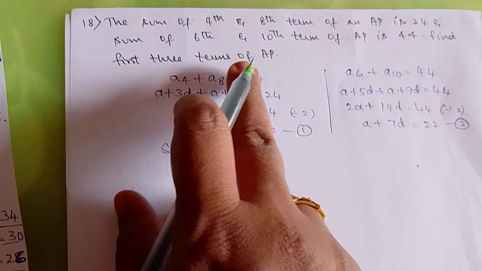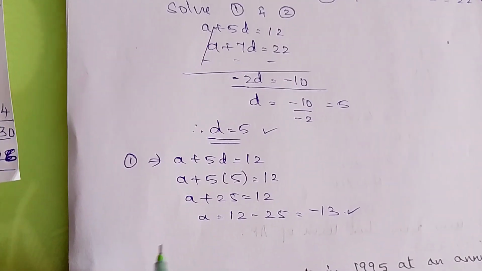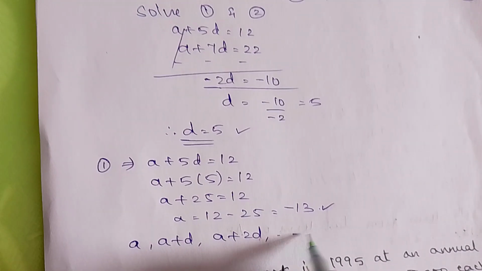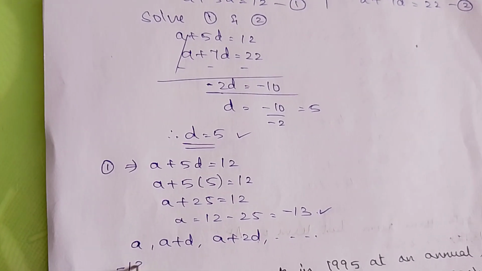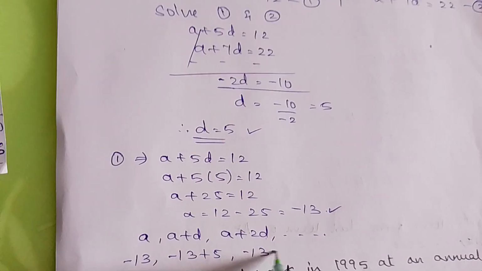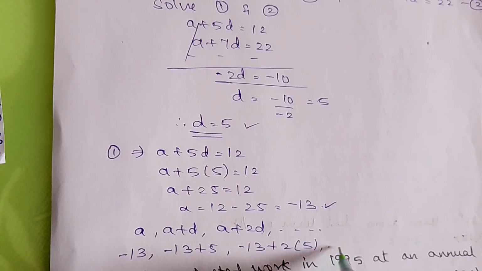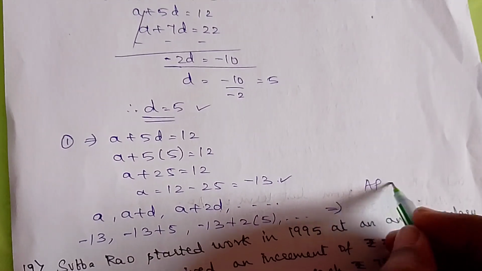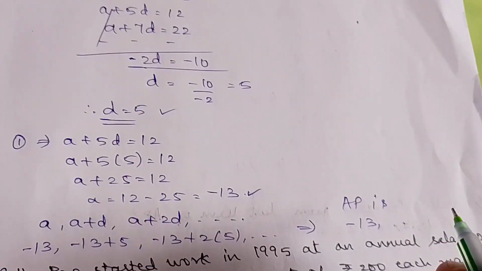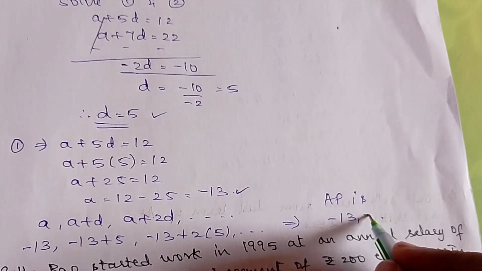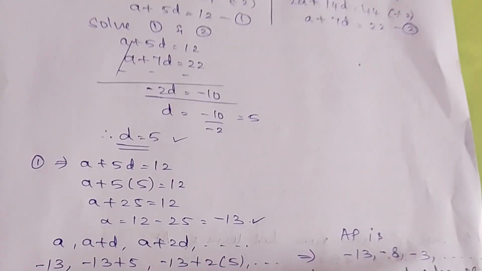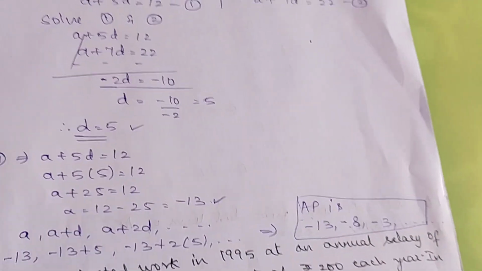Now they have asked us to find the first 3 terms of the AP. So the first 3 terms of AP are nothing but A, A plus D, A plus 2D, correct? And so on. A we already know, minus 13. A plus D, that is minus 13 plus 5, minus 13 plus 2D, 2 into 5 and so on. So when you simplify, you'll get the AP as minus 13. Minus 13 plus 5 is nothing but minus 8. And then minus 13 plus 10 is minus 3 and so on. So this is our AP. This is our solution. I hope you have understood.